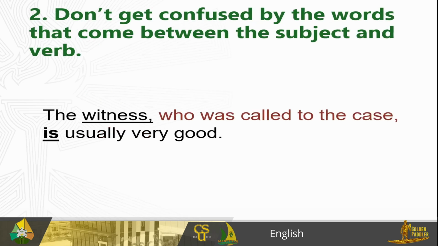Rule number 2. Do not get confused by the words that come between the subject and verb. For example, the witness who was called to the case is usually very good. In this sentence, the main subject is the witness. The phrase, who was called to the case, is a non-essential clause providing additional information about the witness but does not change the number, singularity or plurality, of the main subject.